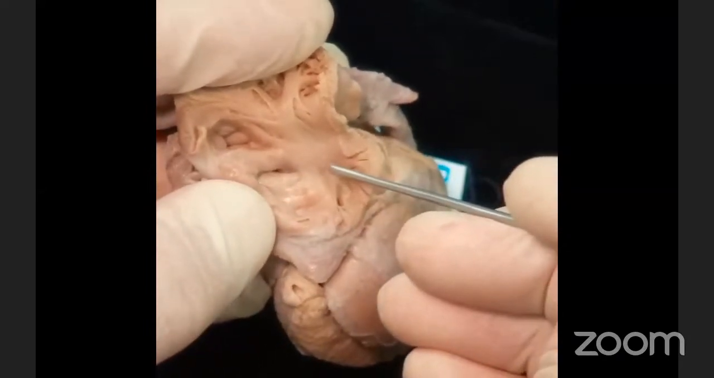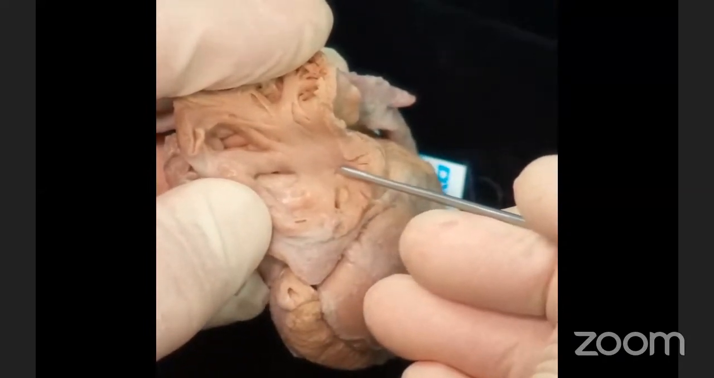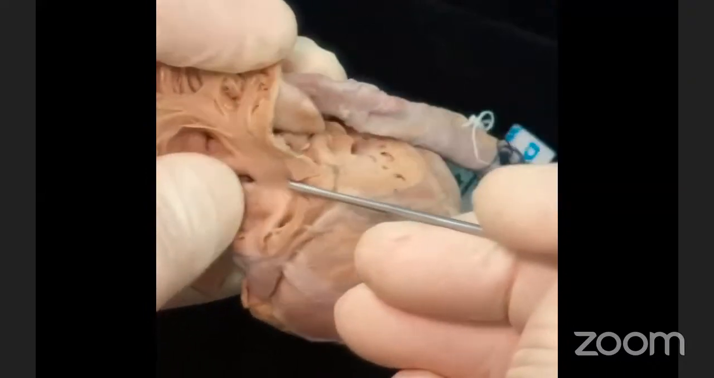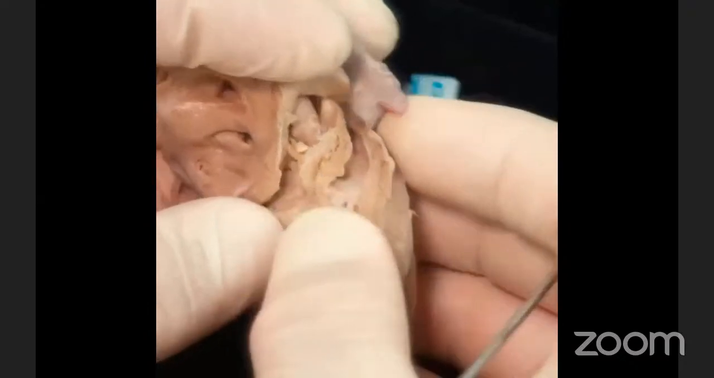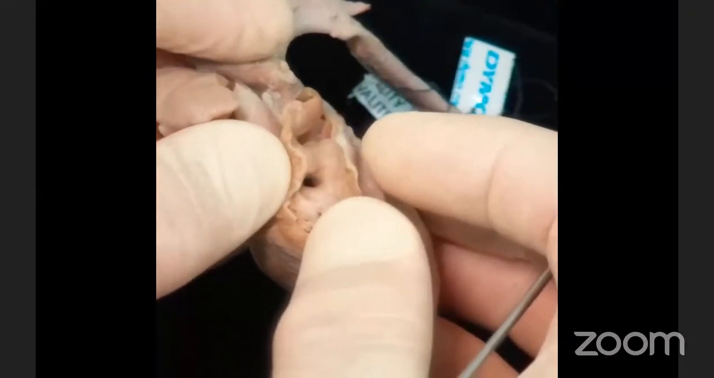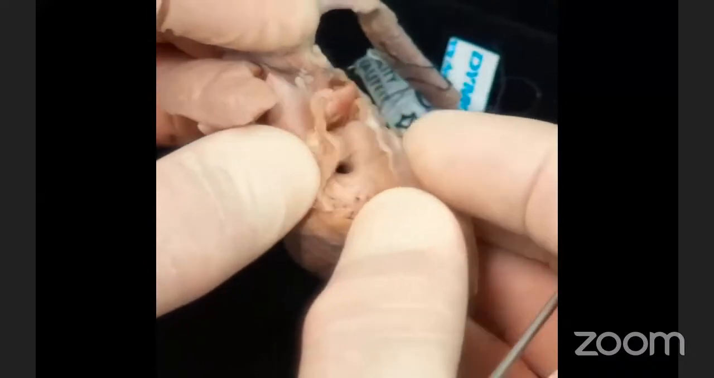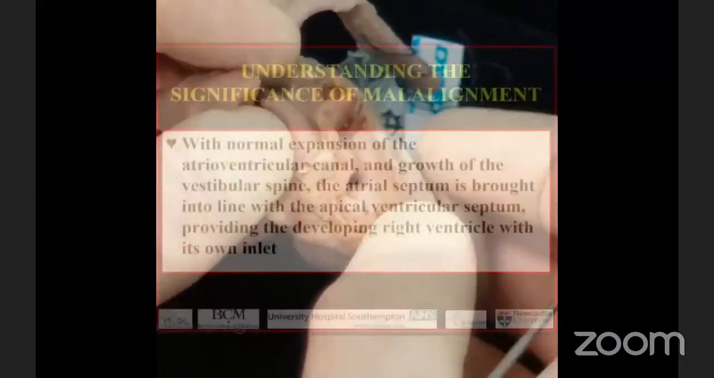So we can't say for sure where the position of the AV node is, but it's going to be in this region, and then it would pass in this region to reach the ventricular septum, and then of course the bundle branches would follow the crest of the ventricular septum.